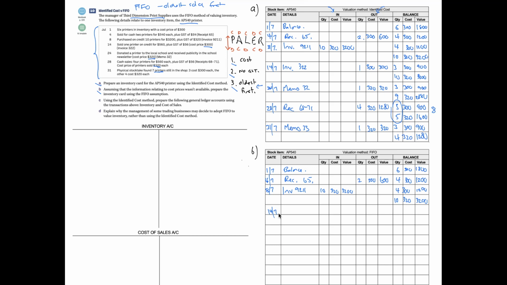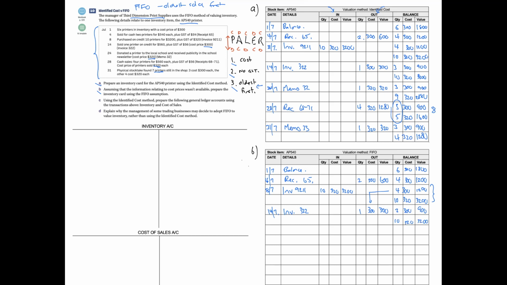On the 14th, we sold one. So we have this for invoice 322. We sold one, it has gone out. And then the question, which one have we sold? We will assume, even though it says cost price is 300, we don't know that. We will assume our oldest one is sold first, even though we have two different prices. And our oldest ones are listed first, and that is why it is the $300 one that leaves our business, leading us to having three $300 printers and still having 10 of the 320.